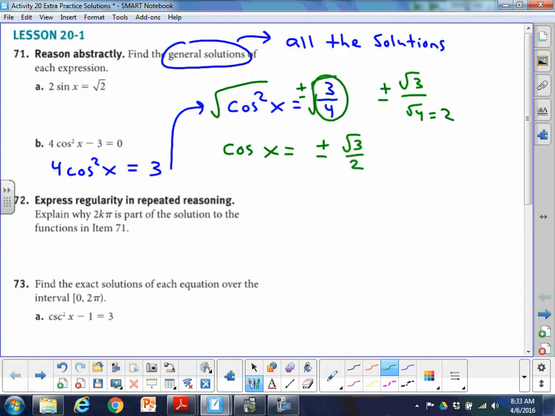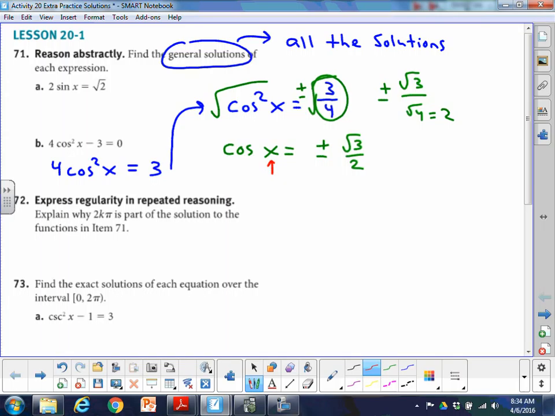And now it's just a matter of knowing what angle has a cosine of root 3 over 2 and negative root 3 over 2. So you've got to know your unit circle. If it's a root 3 over 2 or a root 2 over 2 or 1/2 or one of those unit circle values, we want to be exact here. Now they didn't specify radians or degrees, so let's just stick with degrees because that's usually a little easier.